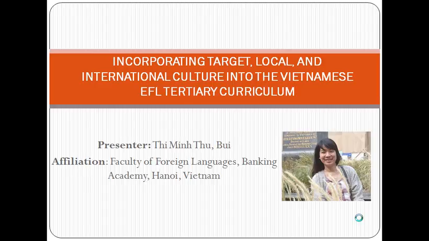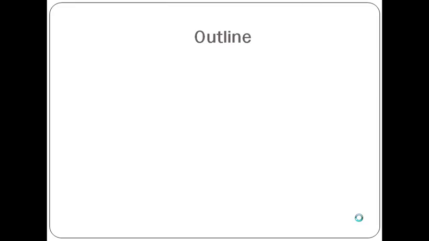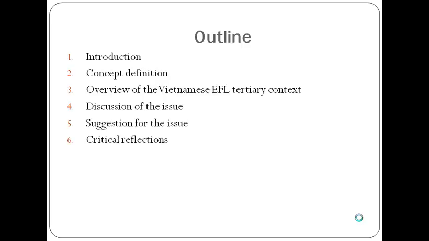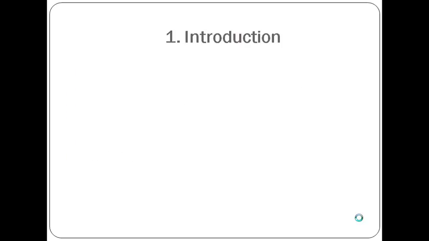And the topic that I would like to discuss today is incorporating target, local and international culture into the Vietnamese EFL tertiary curriculum. My presentation will have 7 main parts. The first part is the introduction, which will be followed by the concept definition and an overview of the Vietnamese EFL tertiary context. The 3 main parts of my presentation today will be discussion of the issue, suggestion for the issue, critical reflection, and finally the conclusion.